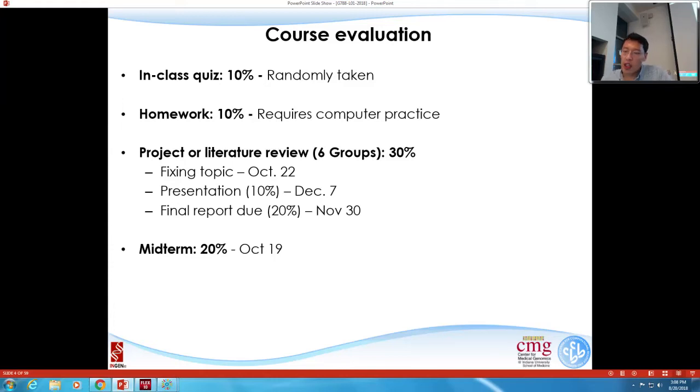Okay, and so there are a few deadlines that are being picked there, including forming your groups and fixing the topics. The day of presentation will be December the 7th, and the final report will be due on November the 30th, so one week before the presentation. And we also will have the midterm exam that is October the 19th, and will account for about 20% of the final scores. And then December 14th will be the final exam, which should account for 30% of everything together.